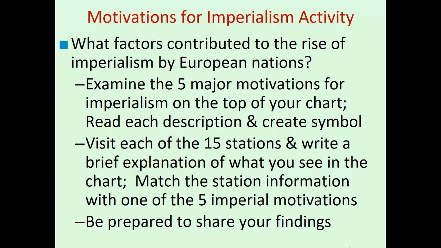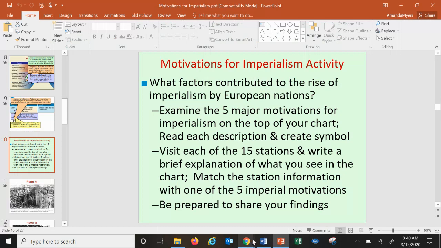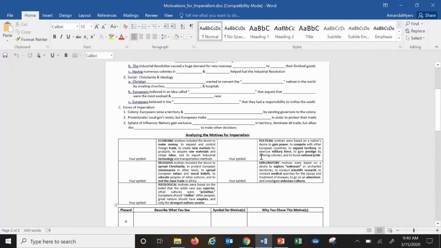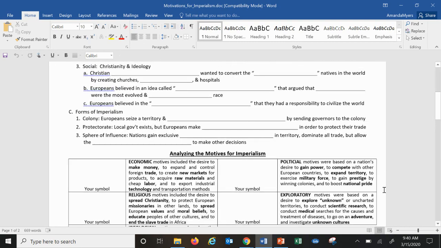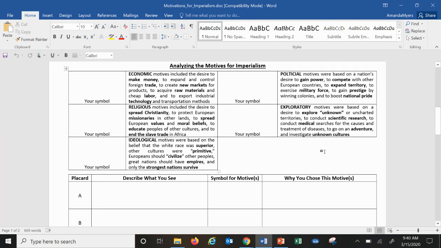Okay, so what we would do if we were in the classroom is we would stop here and we would actually go over these 5 motives here on your green sheets. So you can see and you can read these for yourself. If you want to draw a symbol for each one, feel free, but obviously we're not doing this activity together, so it's not necessary. Just make sure that you understand them.